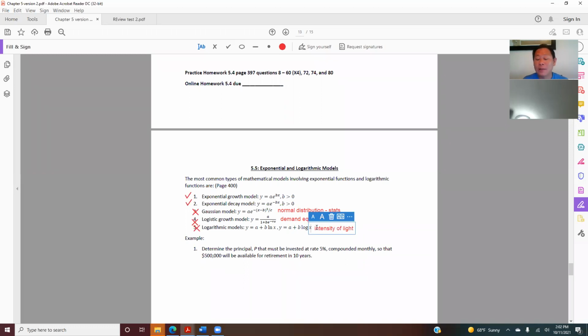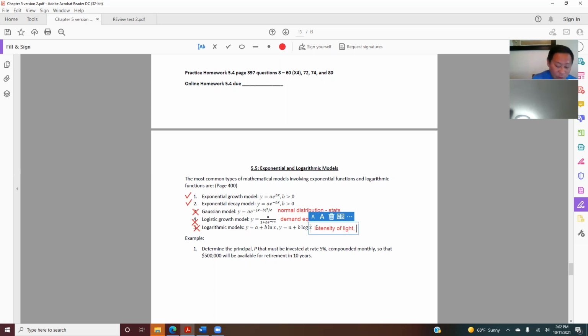And then the log model is used for things like measuring the intensity of a light. As you know, when you slowly move the light source away from the surface, the light covers more space, but the intensity is not as good because you're further away from the source. But if you go a bit lower, the intensity is very high, but you only cover a small space. We use log models to do that.